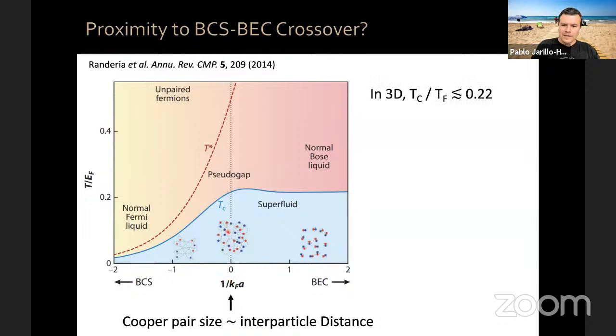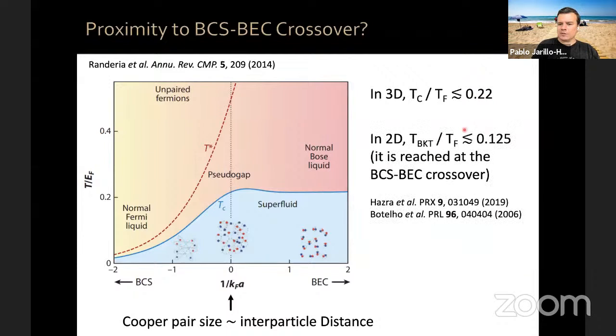Now, in three dimensions, there is a bound on the value of your critical temperature over your Fermi temperature, which is 0.22. Okay. In two dimensions, there is a corresponding bound on T_BKT over T_F, which is 0.125, and it is reached precisely at that BCS to BEC crossover, okay?